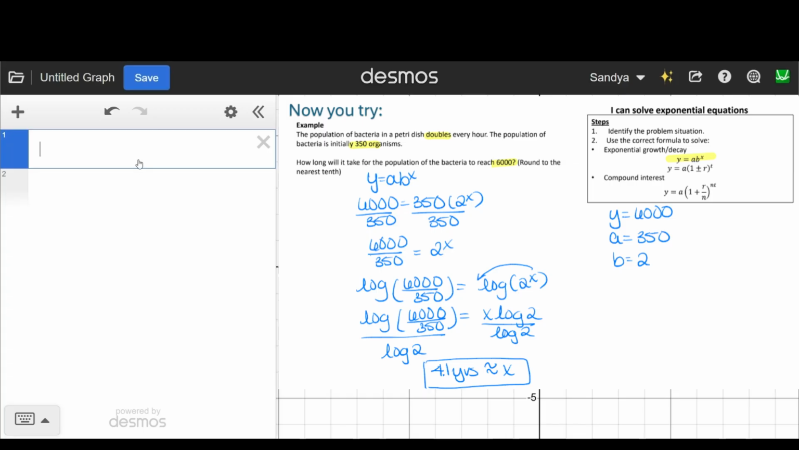So to solve this problem now, we're going to do log parentheses 6,000 divided by 350. And remember, arrow to the right, close the parentheses before we do divided by log of 2. So you can see the answers here, and we're going to round that to the 10th place. So that's about 4.1 years.